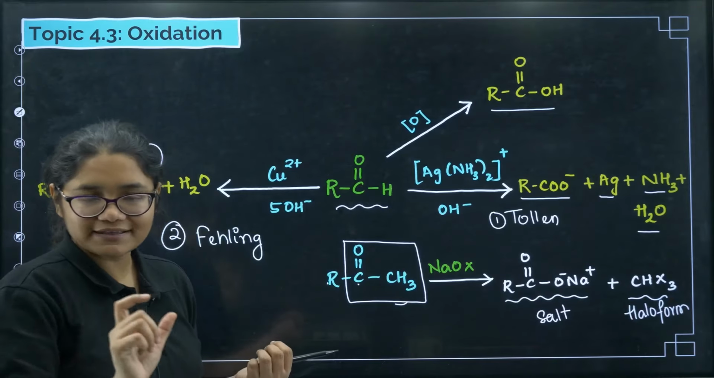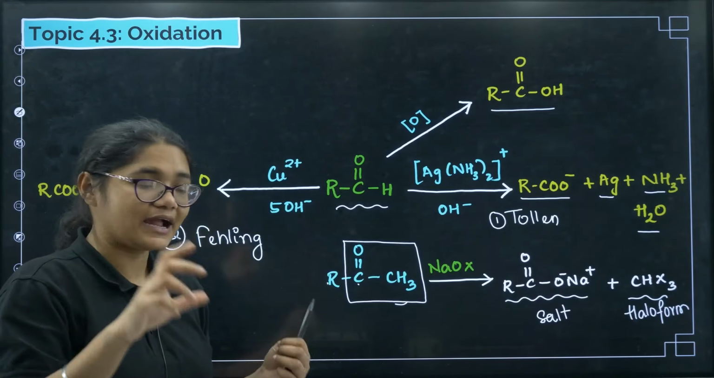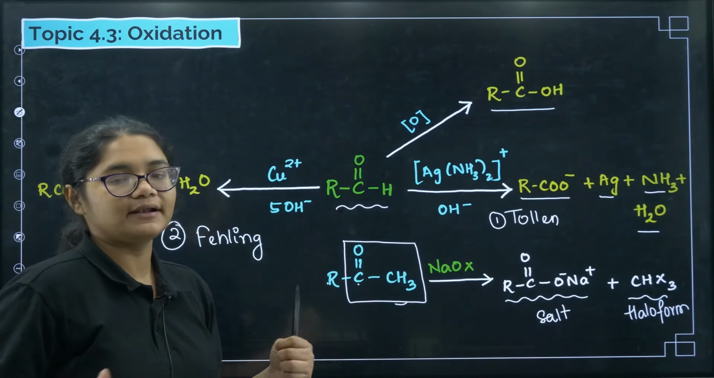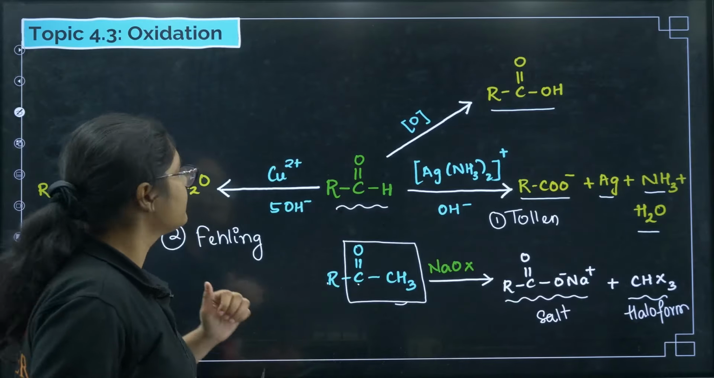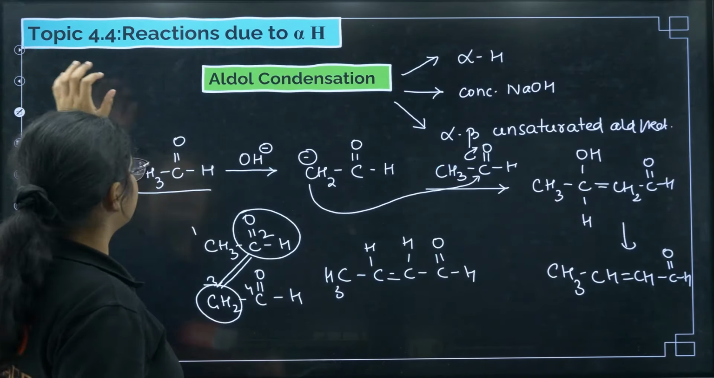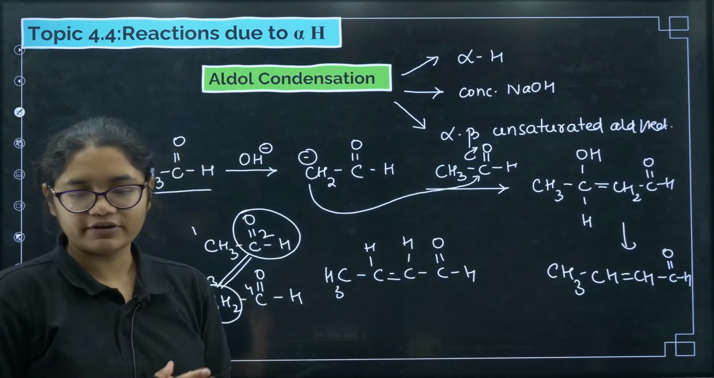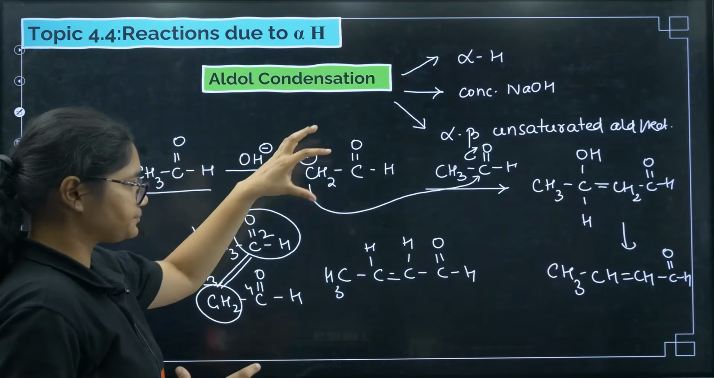So propanone has that CH3CO group, right? So that will show the haloform reaction, while pentan-3-one will not. Next we have reactions due to alpha hydrogen. So here, what is it?